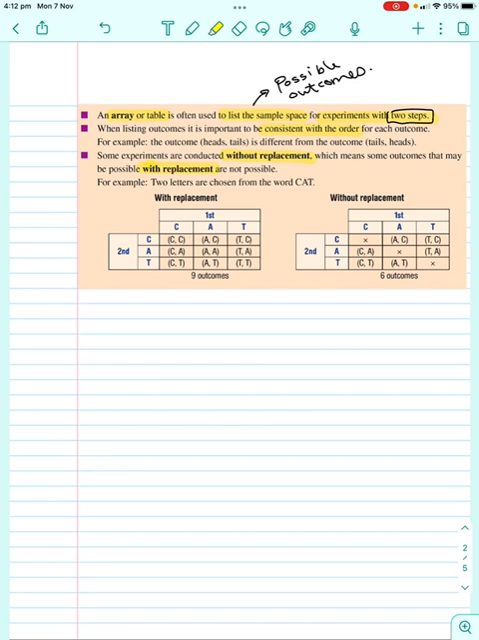Their example is the 2 letters are chosen from the word cat. So we've got our first choice, our second choice, and we've got cat, and we're doing it with replacement. So say I pull out a C, I can pull out a C for my second choice. Whereas without replacement, if I pull out a C for the first one, I can't actually pull out C for the second one.